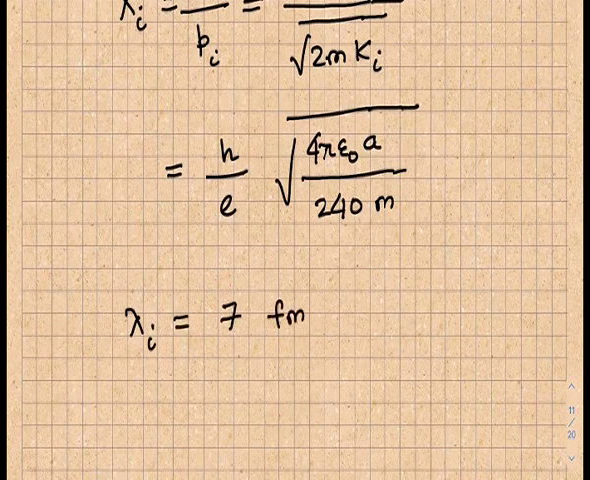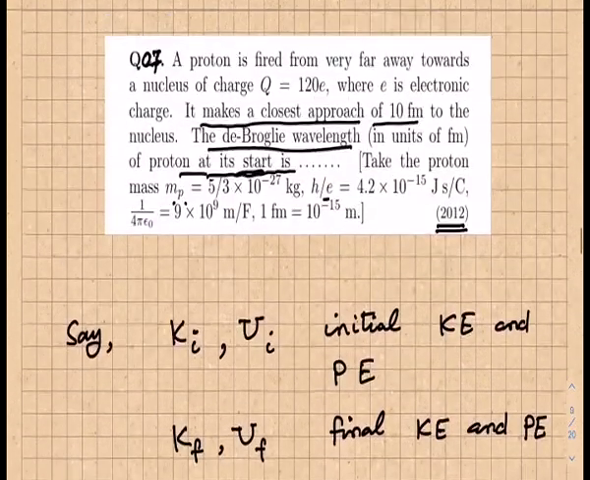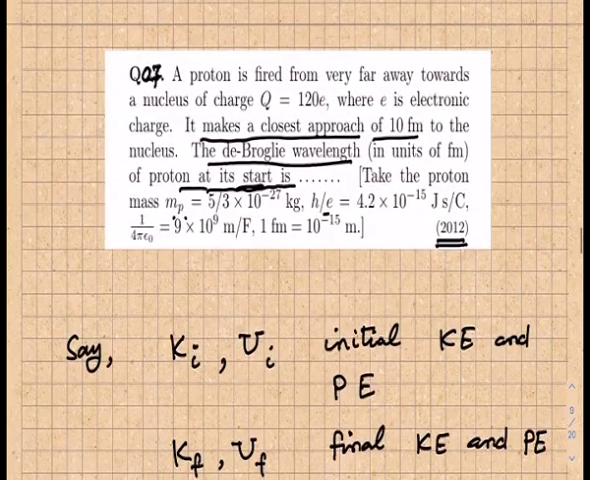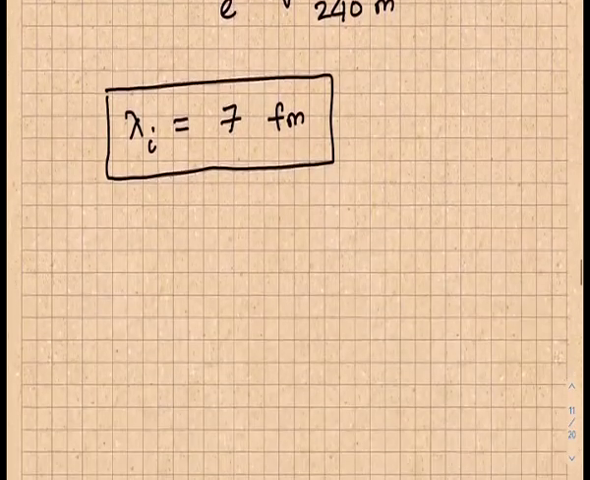7 into 10 to the power minus 15 meter, which is 7 femtometer. So the answer here, in this fill in the blanks kind of numerical integer value, is 7, whatever it is, 7 femtometer.